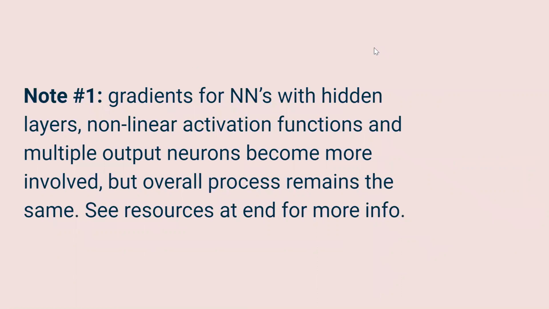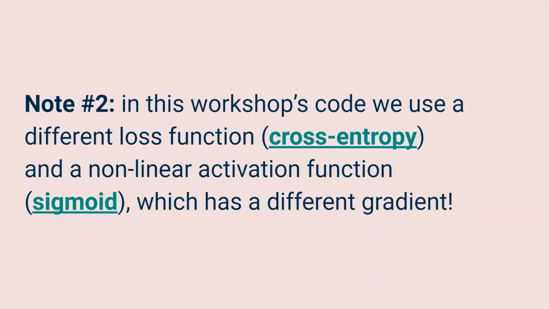Okay. And I also want to throw in a disclaimer that the example we had on the slide for deriving the derivative is of a super simple neural network, right? And as you add more complicated things into it, taking a derivative becomes more involved. I also want to point out that in this workshop, in our code at the end, we're using a different loss function. It's called cross entropy. And the activation function we're using is something called sigmoid. Because we're using different ones, that formula you saw two slides ago isn't going to work, right? These are different formulas and they're going to have a different derivative.